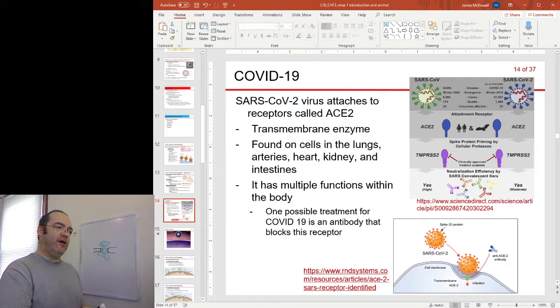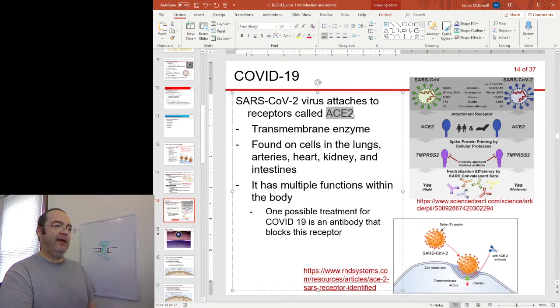ACE2 is found on cells in the lungs, which should be no surprise because that is where we see all the symptoms occurring. It's also found on arteries, on the heart, on kidneys, and the intestines. And ACE2, again, is not trying to be a place for the virus to stick. It has an entirely different purpose. In fact, it does quite a wide variety of things.